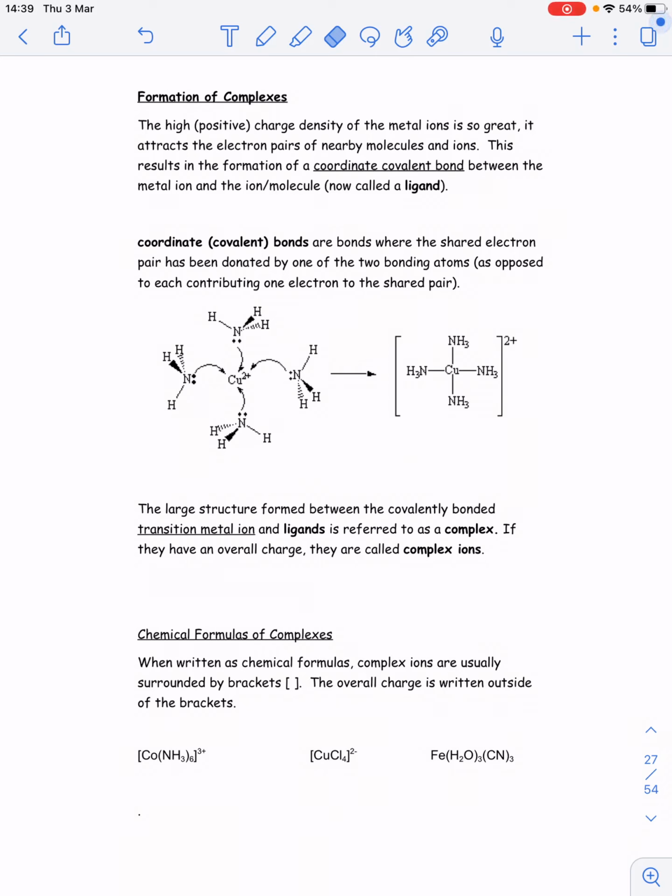Okay, the final property of transition metals to know about is that transition metals form what are known as complexes, and that these complexes tend to be colorful. So what are these transition metal complexes?